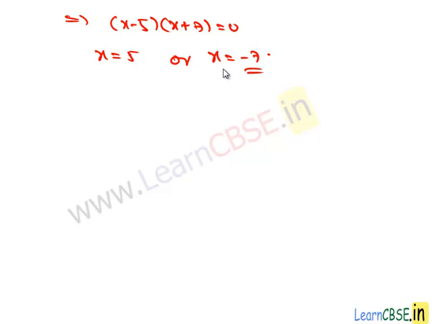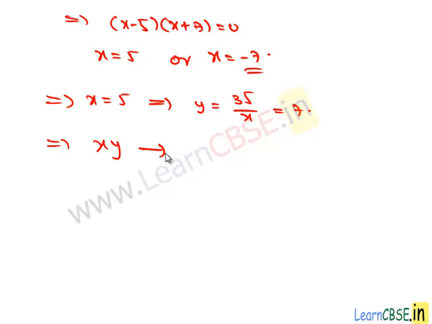Since the digits are not negative, we take the positive value, which is x is equal to 5. Then we get the value of y, which is 35 upon x, and it is equal to 7. Therefore, the two-digit number xy is equal to 57.